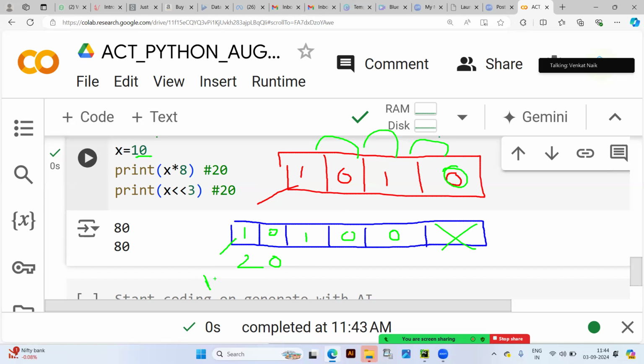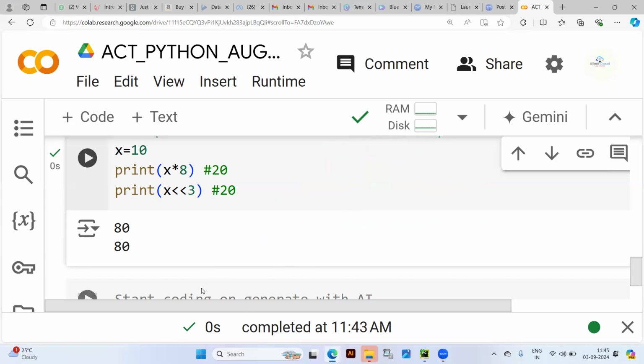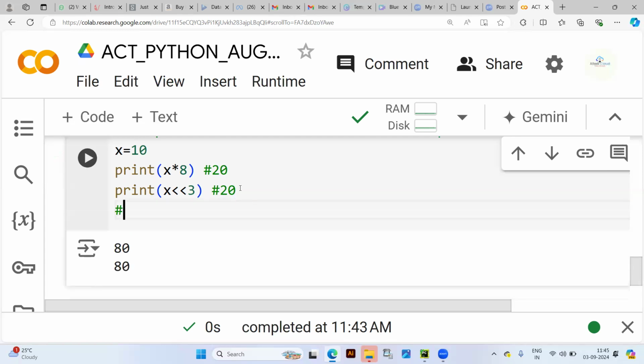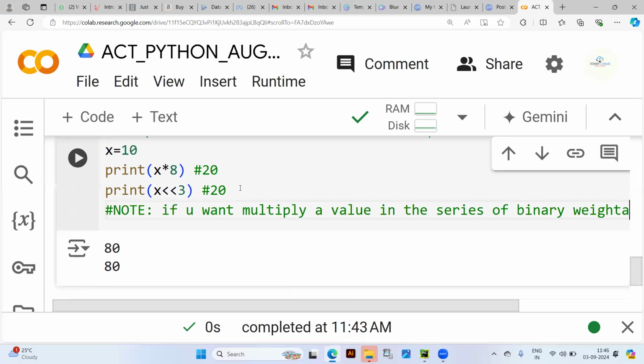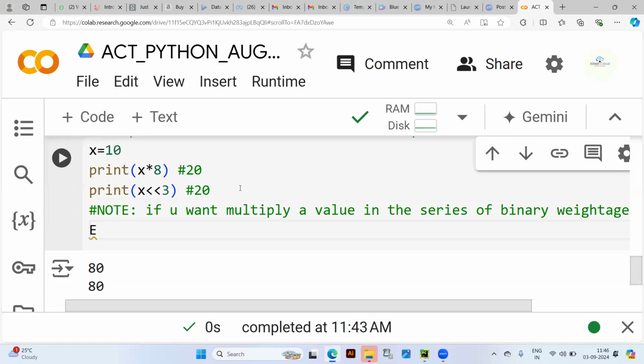The point is that if you want to multiply a value in the series of binary weightage, then better replace it with the left shift operator instead of multiplication.